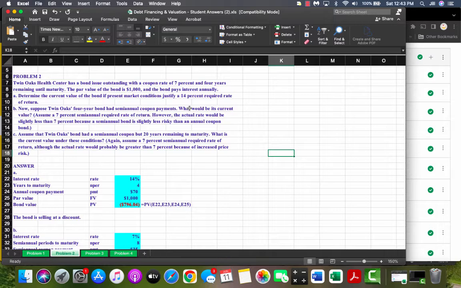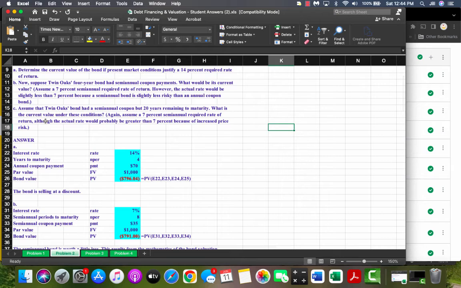So this was about Twin Oaks Health Center, bond issue outstanding. Coupon rate was 7%, 4 years remaining to maturity. Par value of the bond was $1,000, and the bond pays interest annually. So that was the base of the question, obviously. And A was pretty straightforward to determine the current value of the bond, etc. Once we get to question B, it's now: suppose Twin Oaks' 4-year bond had semi-annual coupon payments. So twice a year. What would the current value be?